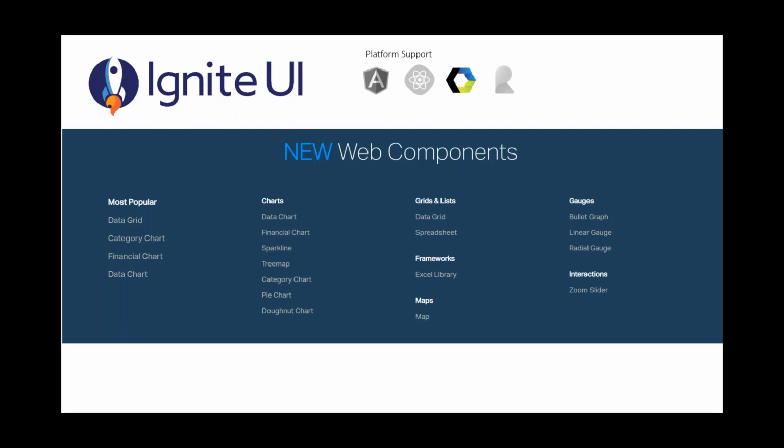So with web components, like I mentioned, all the cool stuff that we're doing for React and Blazor ships in web components. So data grid, all the charting, tree map, all of the new stuff that we shipped in data visualizations, plus things like spreadsheet, Excel library, geospatial map. So if you want to build a high performance business application and web components is your target, we have everything that you need.